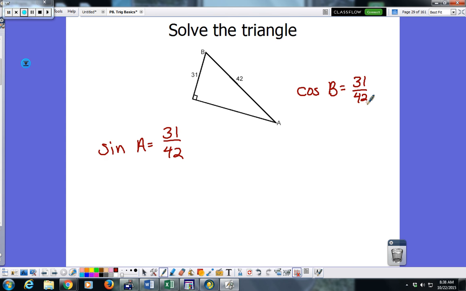Go back to what I told you at the very beginning. Isn't the cosine of one angle the same thing as the sine of the other angle? Is this not the exact same problem? Sure. Lydia solved this one for me. The sine of A is 31 over 42. Move this over by doing inverse sine, and at the exact same time, Brianna solved this one for me. Take the cosine, move it over by doing inverse cosine. Lydia, what do you get for A? About 48.